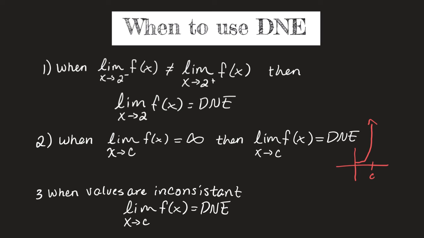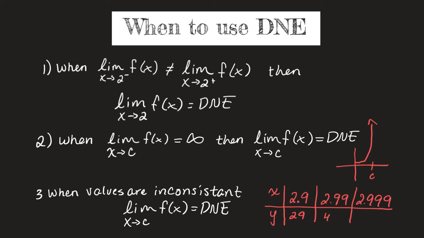And then the third and final way that this happens is when the values are inconsistent. So let's say as you get closer to 2 in the x value, you notice that the y values are jumping all around and never falling consistently on the same y value. Then we would say that the limit does not exist. I'll do a quick little table of what that could look like. So here x is getting really, really close to the value 3, and the y values are kind of jumping all around. We would say that the limit as x approaches 3 does not exist.